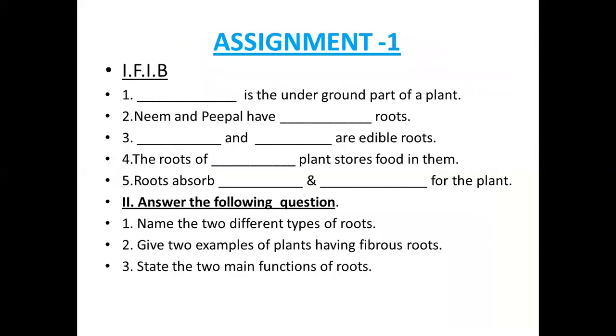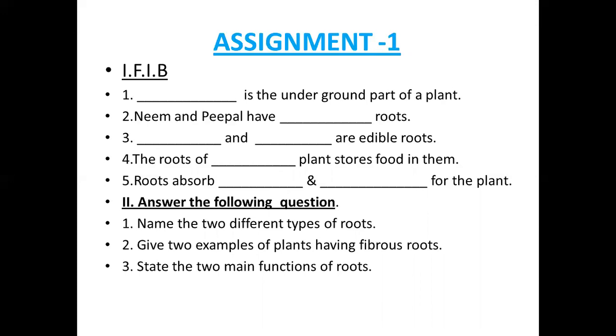Now coming to the assignment for this part 1, which we have already studied. First one is fill in the blanks. Dash is the underground part of a plant. Second one is neem and peepal have dash roots. I told already about the types of roots. Which type of roots do these neem and peepal trees have? That roots we have to write over there.